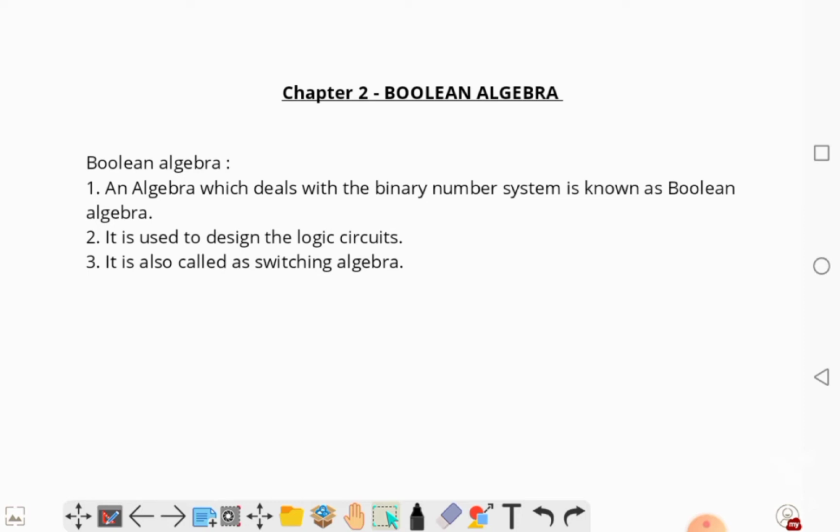I am going to teach you all the subjects or the topics related to the NCERT syllabus for computer science subject. Today I am going to cover the topic that is Boolean Algebra.